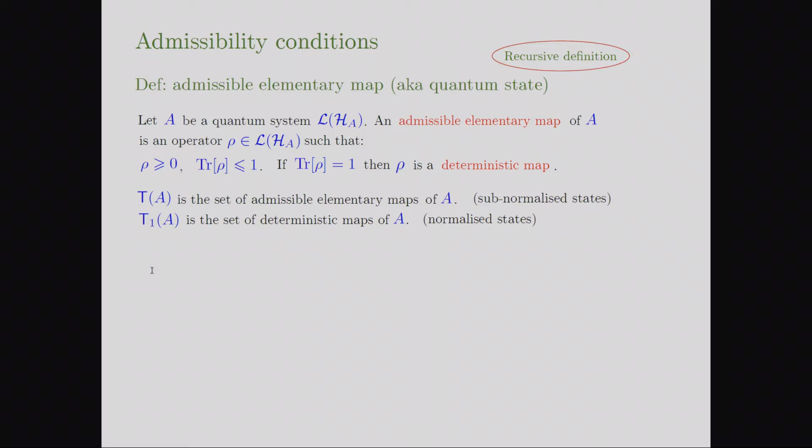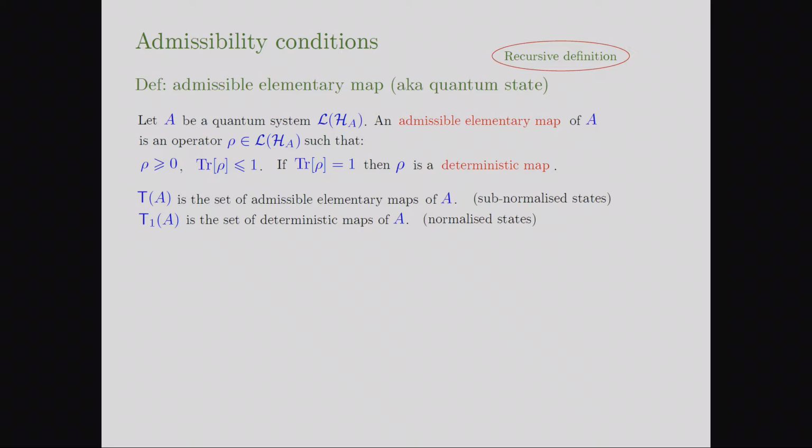Then you may define what is admissible. And the admissibility condition works in this way. Of course, again, a recursive definition. What is admissible at the basis level, so at the elementary level, is just, say, an elementary map. So an admissible map for the elementary system is just a subnormalized quantum state, a positive operator with trace less or equal than 1, and trace equal to 1, of course, in the deterministic case.